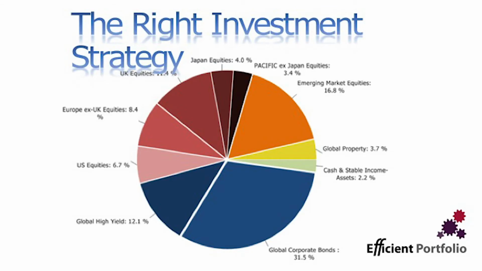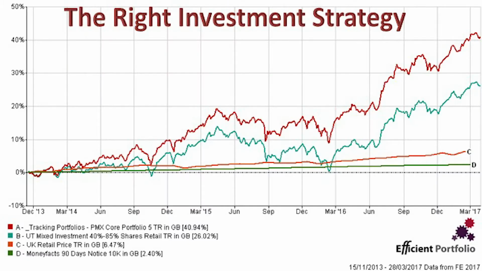So what is the right investment strategy? Well, the right investment strategy is having a properly diversified portfolio spread across the different asset classes, but in proportions that are right for your level of risk. And ultimately, if you do that bit right, that will drive 80 to 90% of the returns that you get. And it's worth just looking at what that's looked like historically.